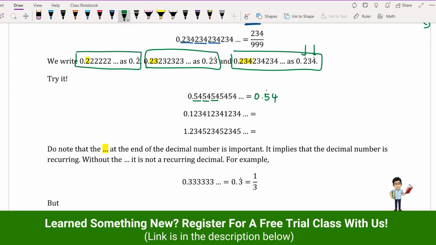0.54 dot. Okay, who wrote this? Equal, right-hand side. Okay, all good. Understand already? Okay, now that they are done, write down the fraction for me.